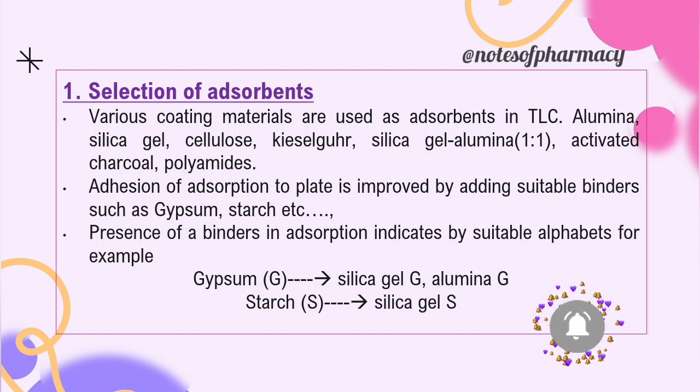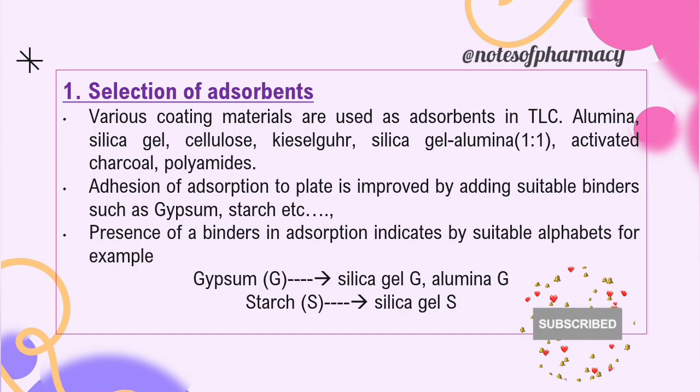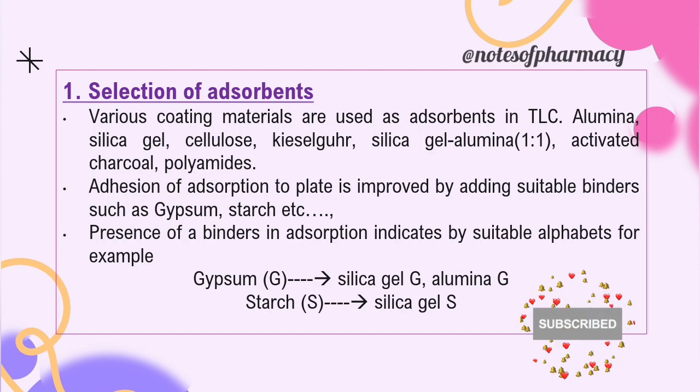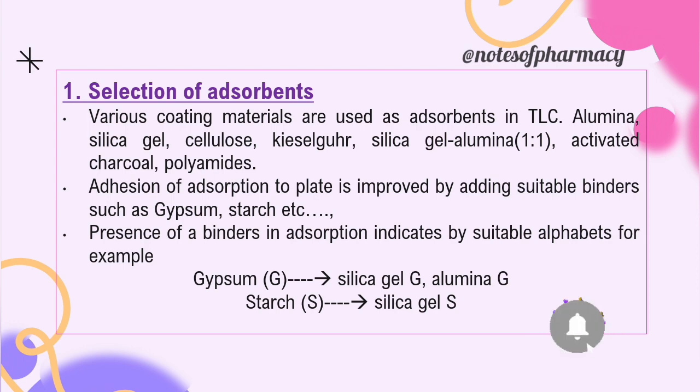Presence of a binder in the adsorbent is indicated by suitable alphabets. For example, gypsum, capital G, silica gel G and alumina G. Starch, capital S, silica gel S. Inert fluorescent materials such as zinc silicate can also be added, as these produce fluorescence upon UV exposure, helping in easy visualization of the spots.